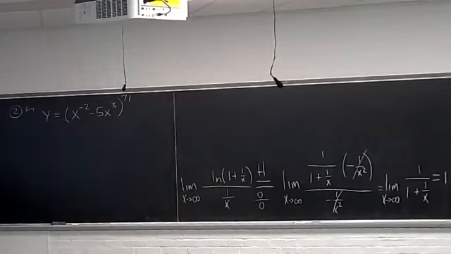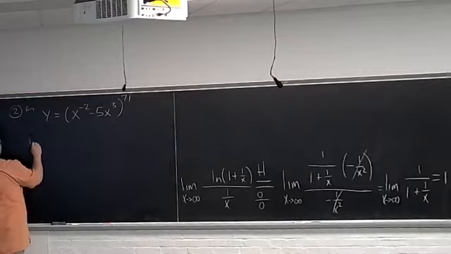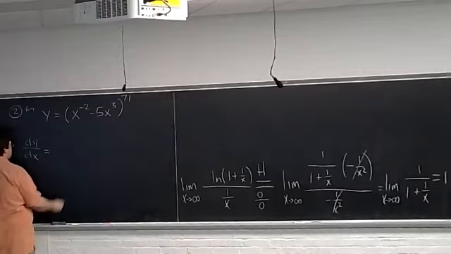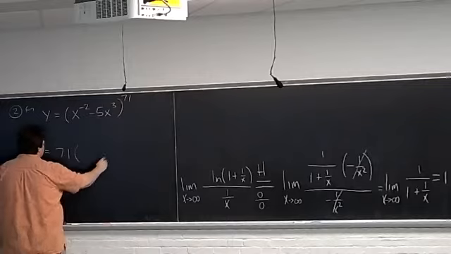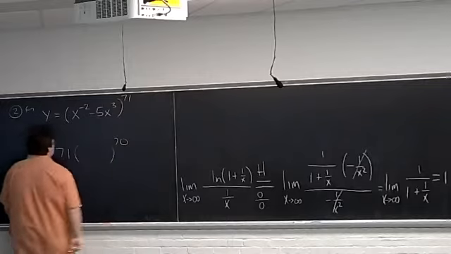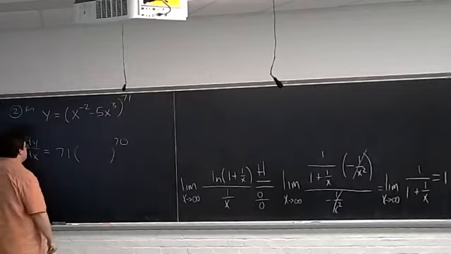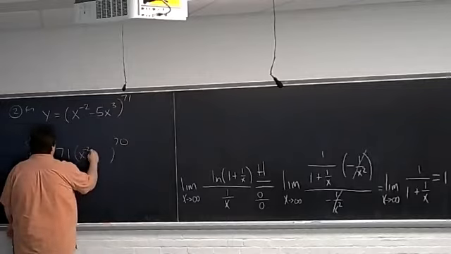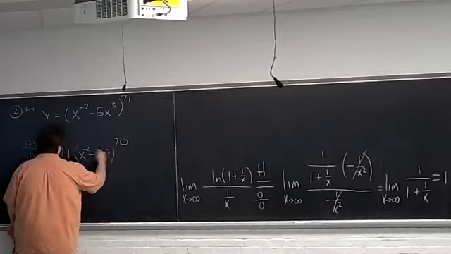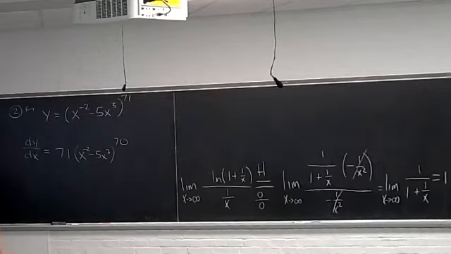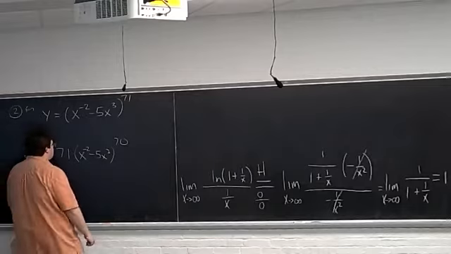We have a function to the 71st power. So for its derivative, we apply the power rule. Derivative of something to the 71st: 71 of them to the 70th. What are they? x to the -2 minus 5x to the -3. 71 of those raised to the 70th. But then we apply the chain rule.